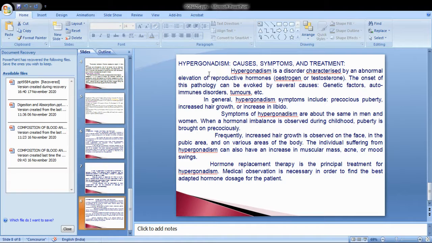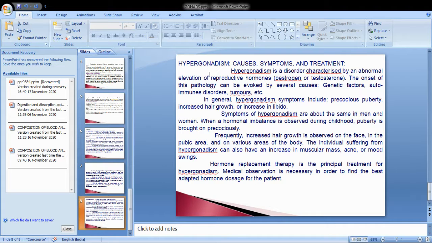hypergonadism. It is a disorder characterized by an abnormal elevation of reproductive hormones, estrogen and testosterone. The onset of this pathology can be evoked by several causes, mainly genetic factors, autoimmune disorders, tumors, etc.